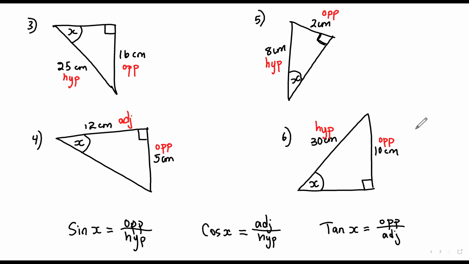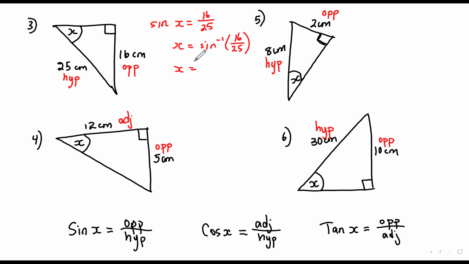Okay, right. So the first one, number 3, it's sine, right? Because sine uses the opposite and the hypotenuse. So therefore, sine of x is equal to 16 over 25. Now, you could actually just leave it as 16 over 25, and you could just say that x would be sine inverse of 16 over 25. That is completely fine. Or you could have worked out 16 divided by 25, which is 0.64, and then find the sine inverse of that. Either way, you're still going to get the correct answer.